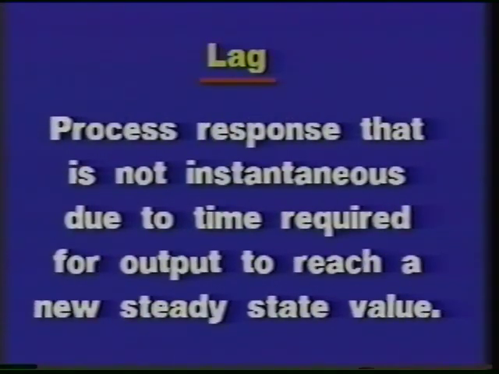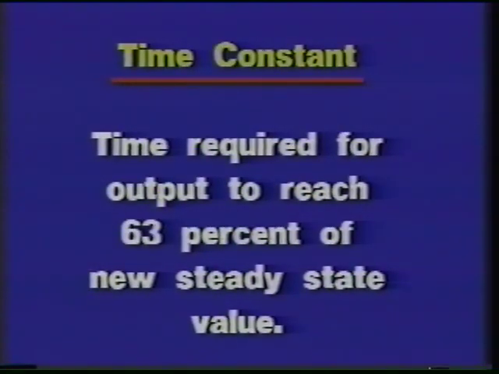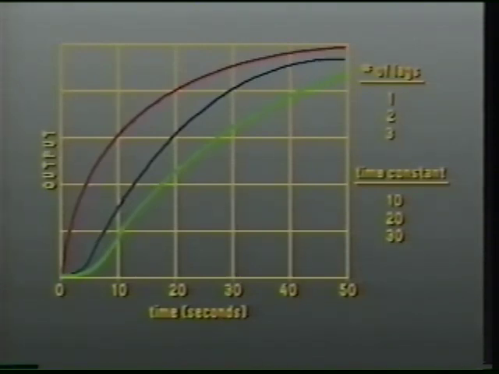We learned that lag is a process response that is not instantaneous due to the time required for the process output to reach a new steady state value. We also learned that the time constant, or process response, was the amount of time required for the process to reach 63% of its change between two steady states. We then discussed first-order processes and higher-order processes that could be described as a region of dead time followed by a first-order lag. Finally, we described some specific cases, such as non-self-regulating processes and nonlinear performance.